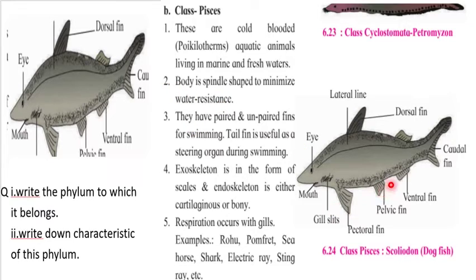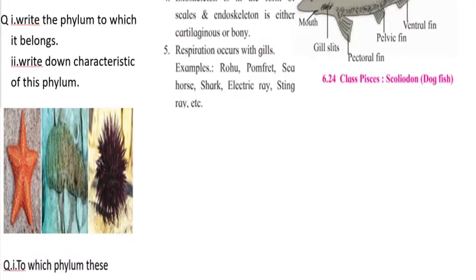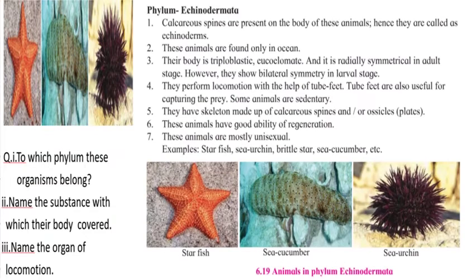They have paired and unpaired fins for swimming, and the tail fin is useful for steering during swimming. The exoskeleton is in the form of scales. The endoskeleton is either cartilaginous or bony. Respiration occurs through gills. Let us move to our next diagram based question.